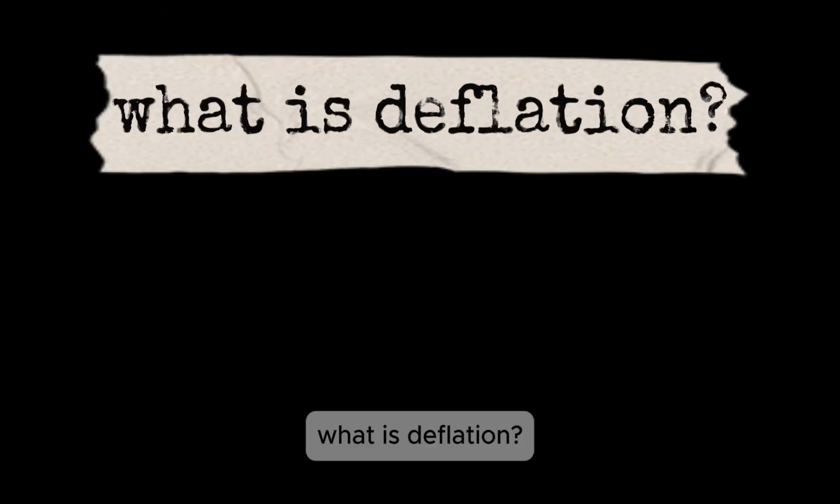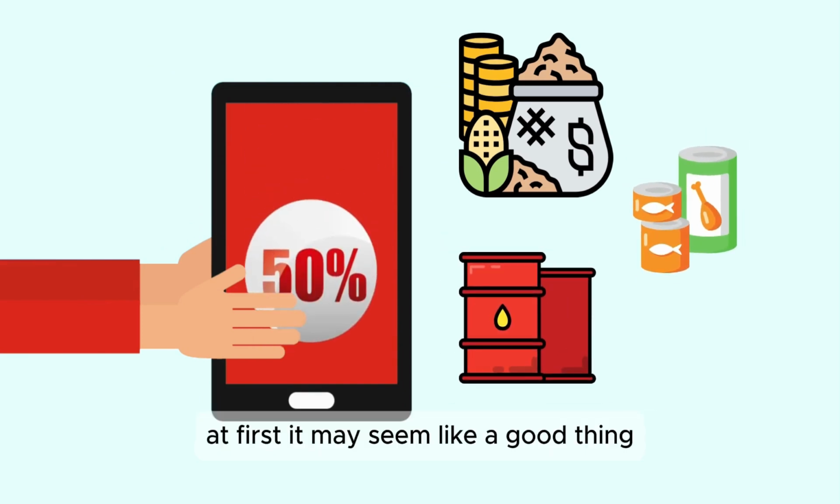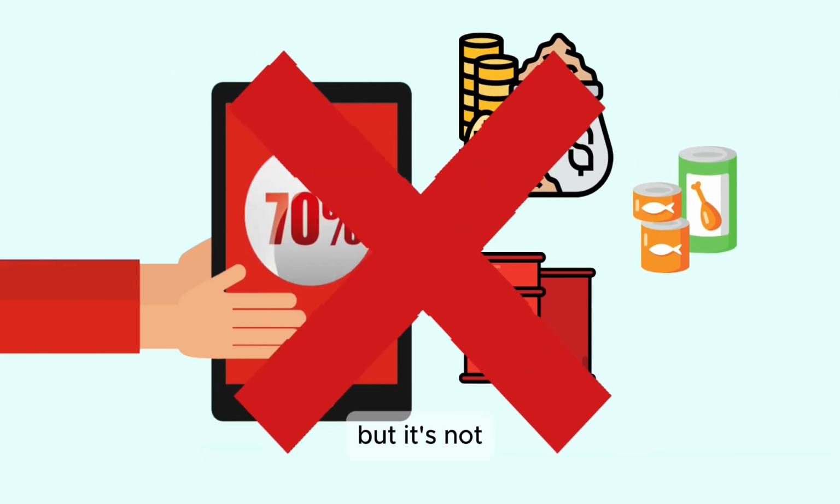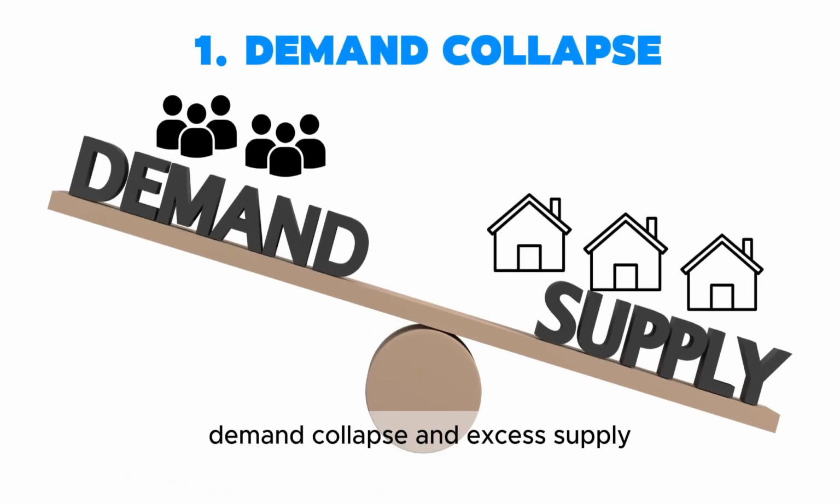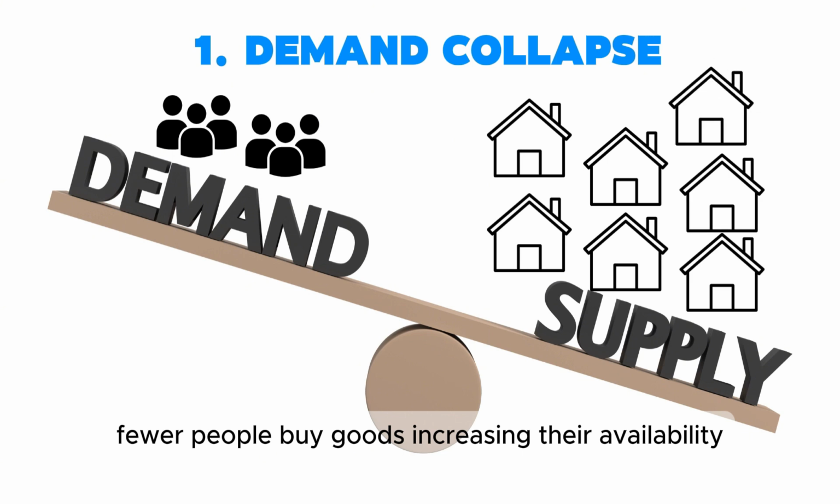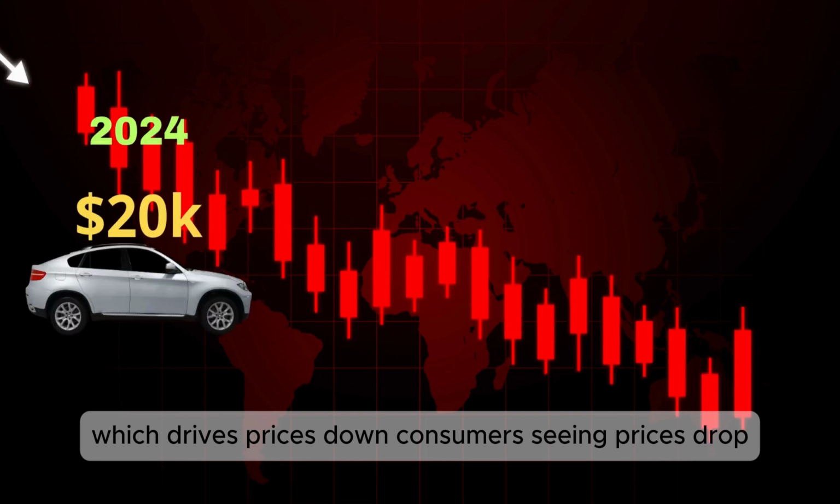What is deflation? Deflation is a general decrease in prices. At first, it may seem like a good thing, but it's not. Let's understand why and look at its causes. Demand collapse and excess supply. Fewer people buy goods, increasing their availability, which drives prices down.